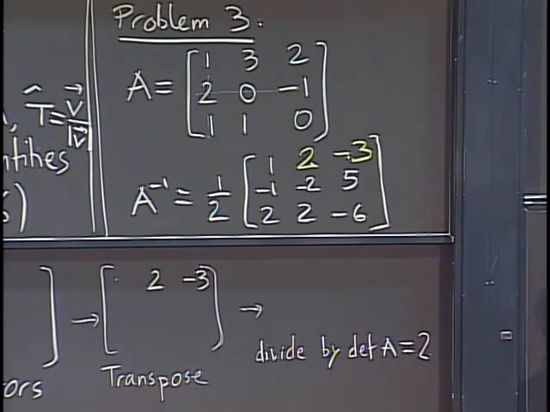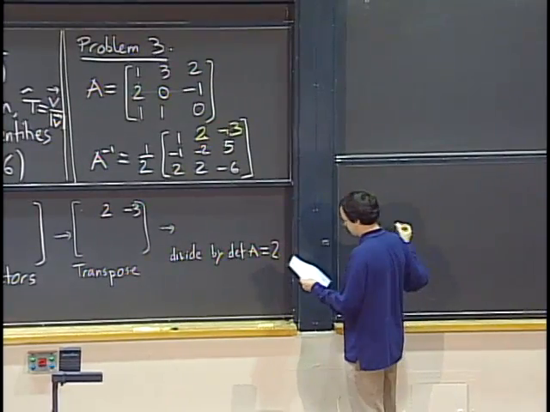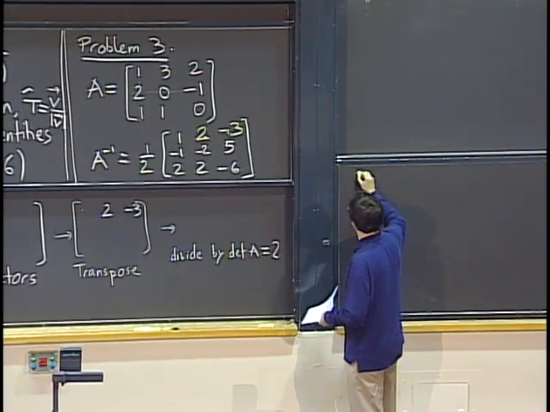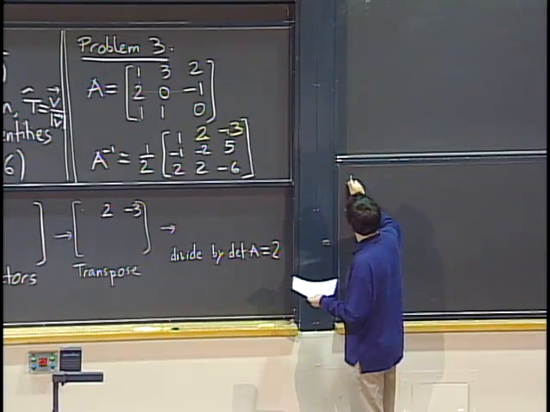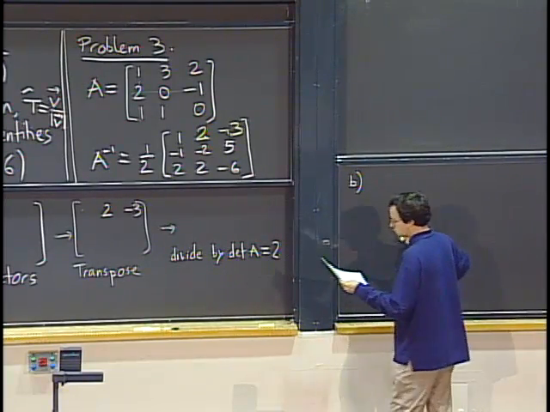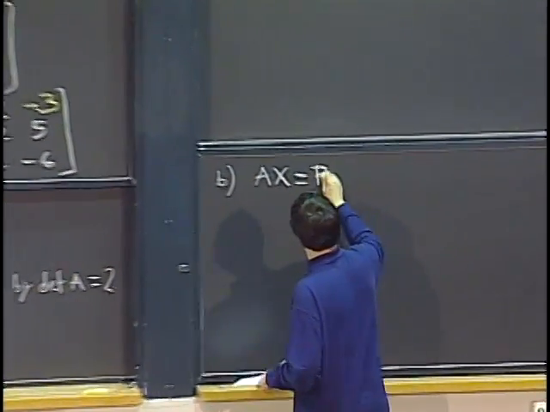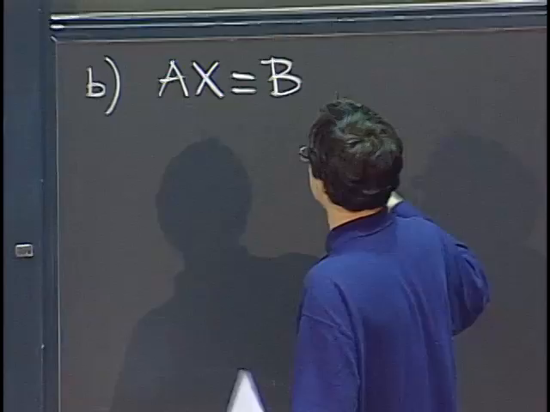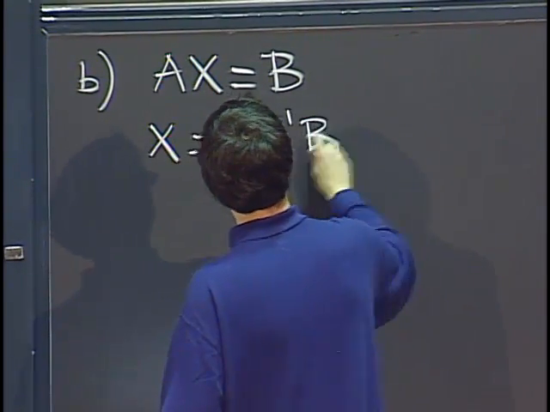Now, let's see how we use that to solve a linear system. So if we have to solve a linear system, AX equals B, well, the matrix is invertible. Its determinant is not 0. So we can certainly write X equals A inverse B.